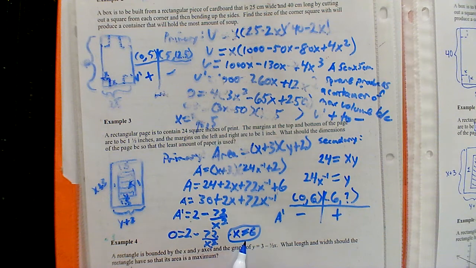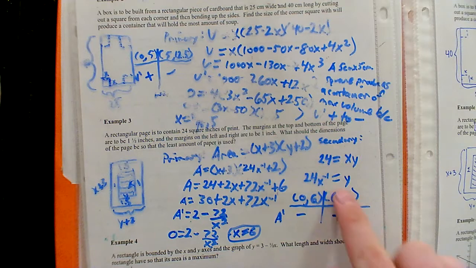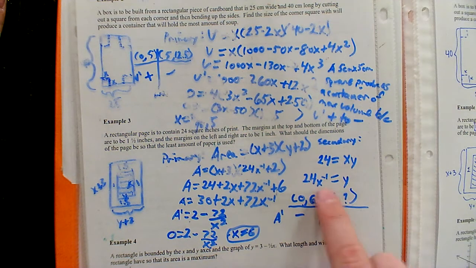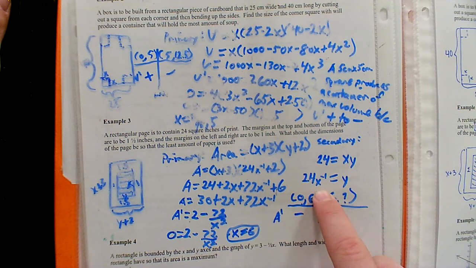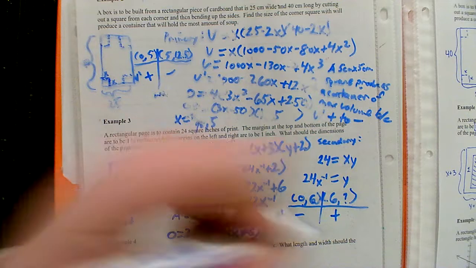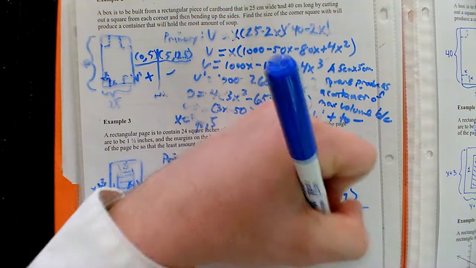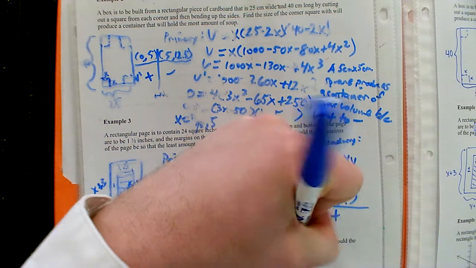We know the x equals 6, so how can I find y? If I know x equals 6, how can I find y? Yeah, this secondary equation. Plug in 6 for x. Remember that x to the negative first is the same as 24 divided by x. So y is equal to 4.